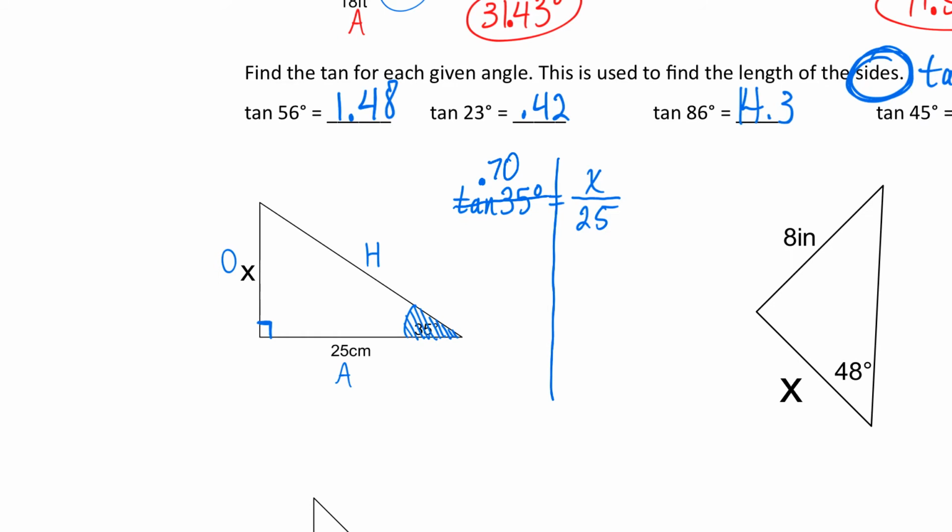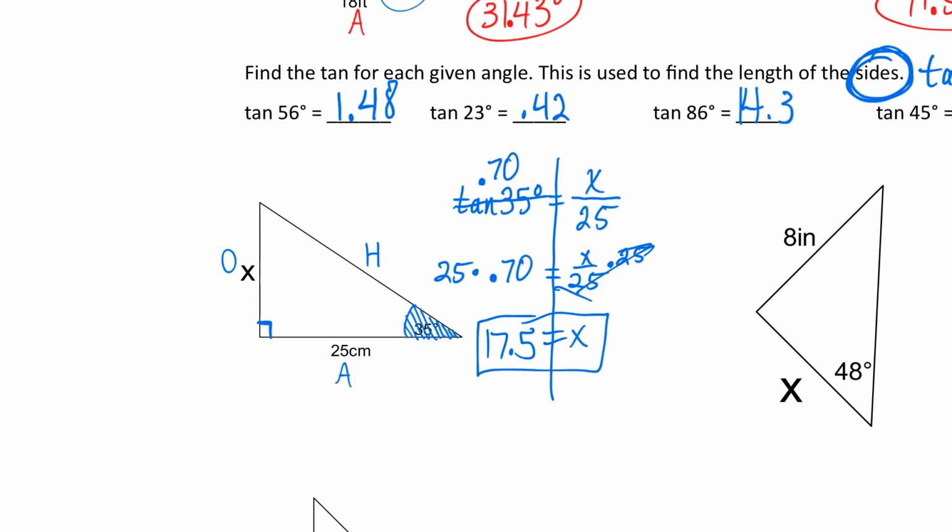Okay, so actually, you know what? I'm just going to rewrite it one time. So it's like this: 0.70 equals x over 25. So it's x divided by 25. So how am I going to get rid of that 25? Multiply by 25. So what happens to these 25s right here? They cancel out, they cancel to 1. So that just leaves x here. And what is 25 times 0.70? And that's my answer right there.